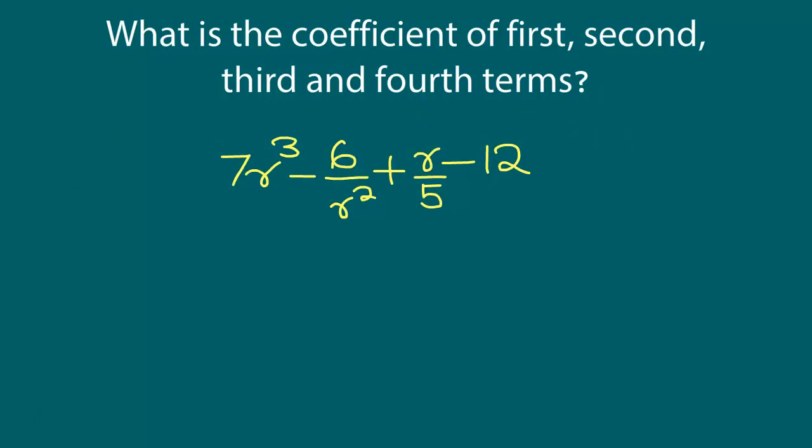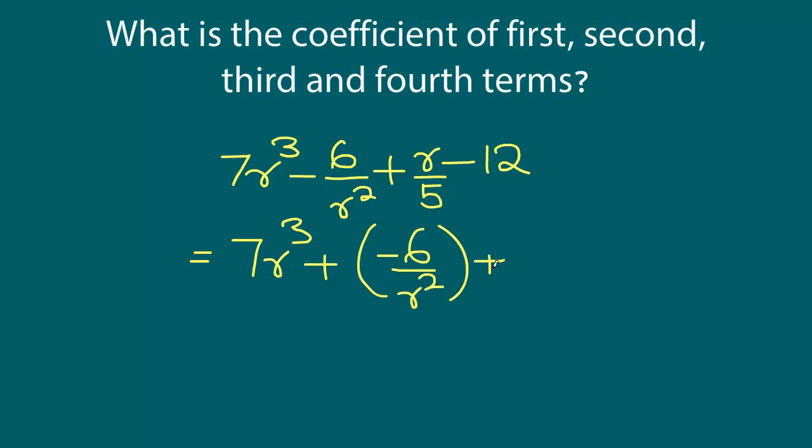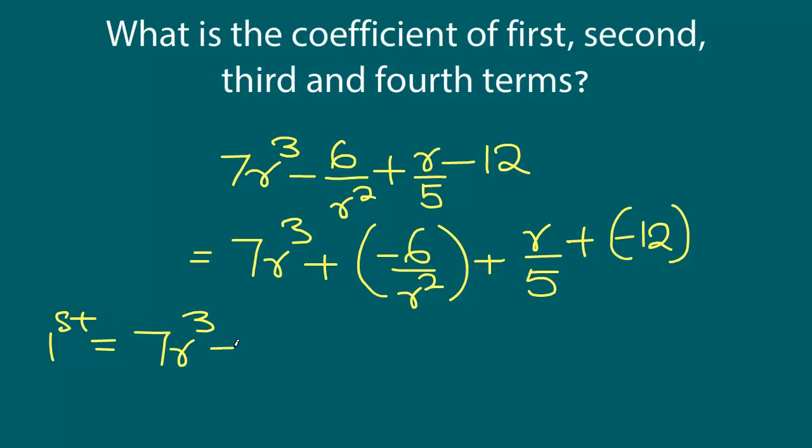Let's maybe take one final example before we close this out. What are the coefficients of the first, second, third, and fourth terms? Because we have negative numbers here, let's rewrite this. So 7r cubed plus minus 6 by r squared plus r by 5 plus minus 12. So the first term is 7r cubed, or 7 times r cubed. So 7 is a numerical factor, so the coefficient is 7.